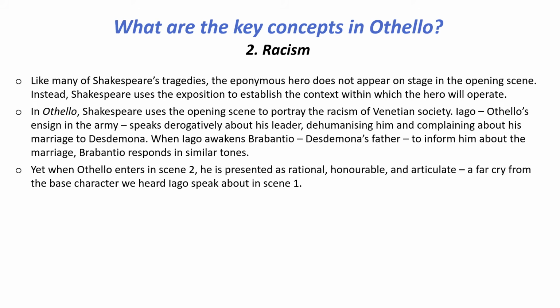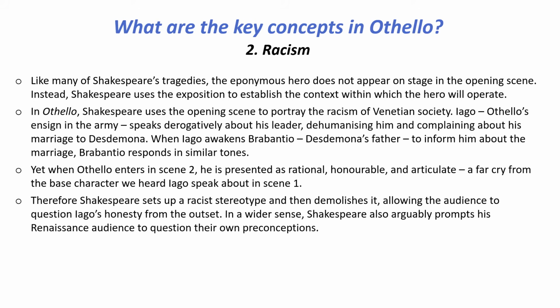But when Othello enters in scene 2, he's presented completely differently. He's presented as rational, as honourable, as articulate, and this is a far cry from the base character that we heard Iago speak about in scene 1. So Shakespeare in scene 1 is setting up a racist stereotype, and then in scene 2 he's demolishing it, allowing the audience to question Iago's honesty from the outset. And in a wider sense, Shakespeare arguably prompts his Renaissance audience to question their own preconceptions.